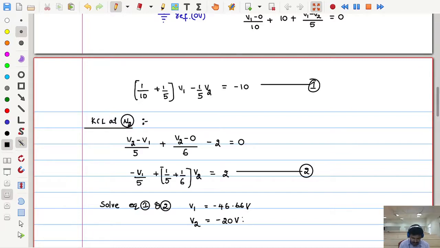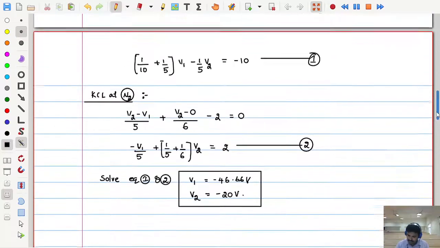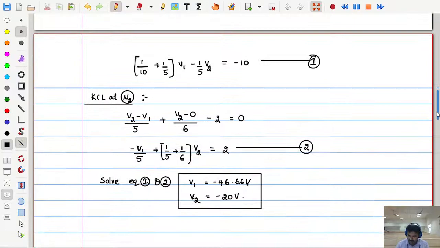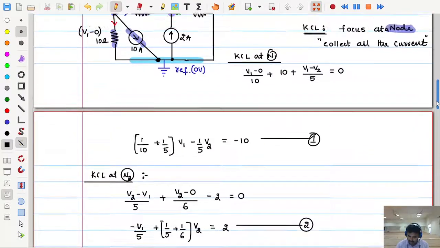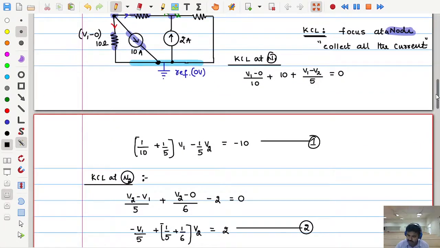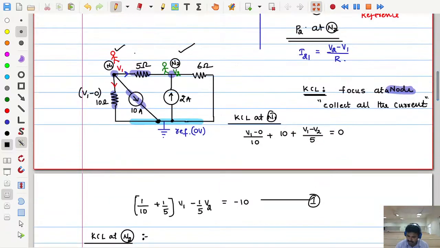Whether you got the same answer or not, just cross verify. If not, tell me in the next class. In this way we can find the node voltages. How to solve them, I will take a special session for that and discuss it.